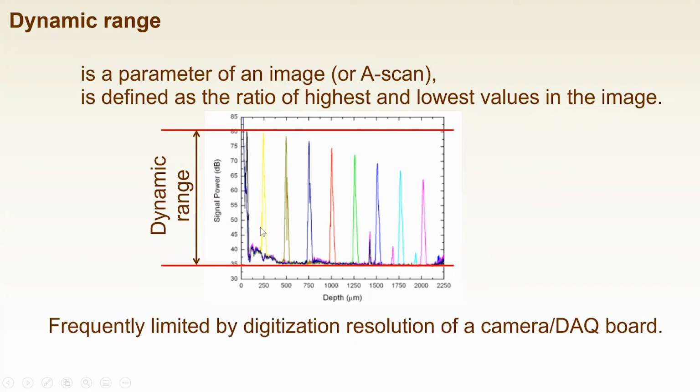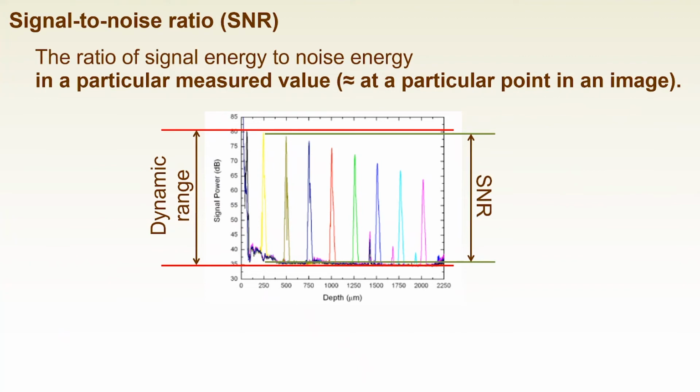And then this dynamic range is in practice frequently limited by the digitization resolution of a camera or a DAQ board. But there are several other limiting factors. But very frequently, it is defined by the quantum resolution of the camera or DAQ. Okay, then go to the next one, the signal to noise ratio, SNR. The dynamic range and the signal to noise ratio are not exactly the same.